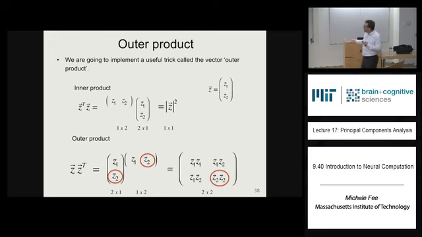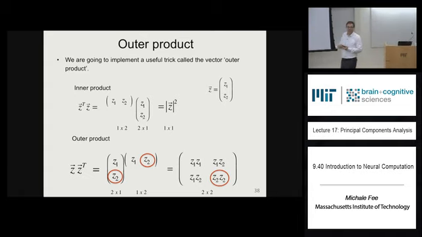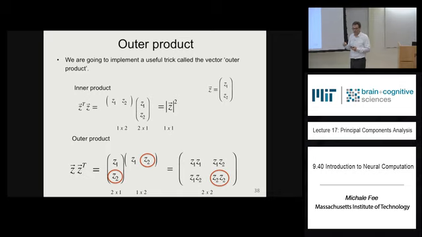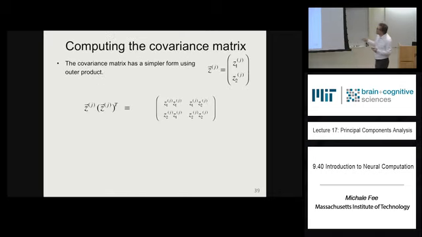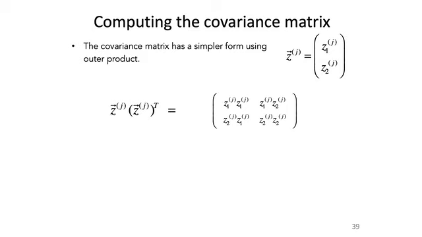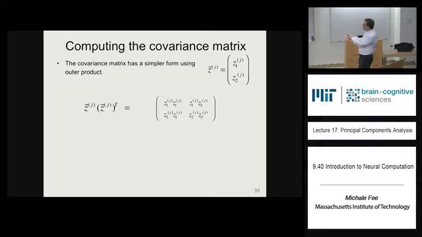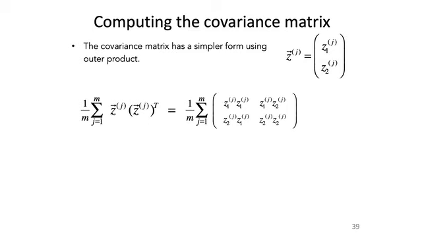Okay? So that outer product already gives us the components to compute the covariance matrix, right? So what we do is we just take this vector z, the jth observation of this vector z, and multiply it by the jth observation of this vector z transpose, and that gives us this matrix. And we sum over all of these. And you see that is exactly the covariance matrix, okay?